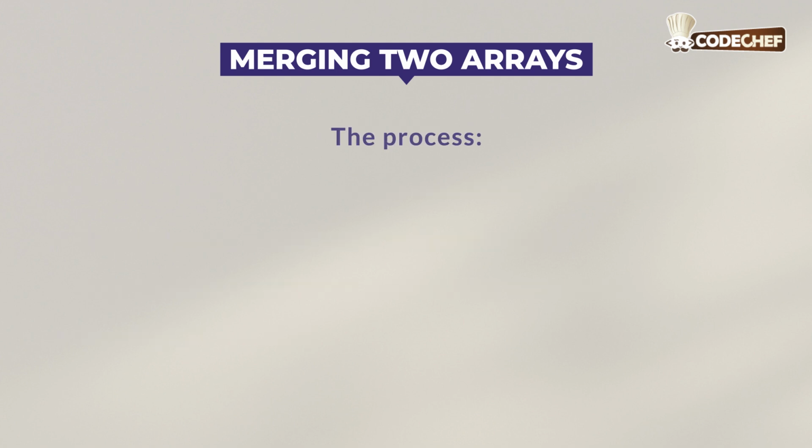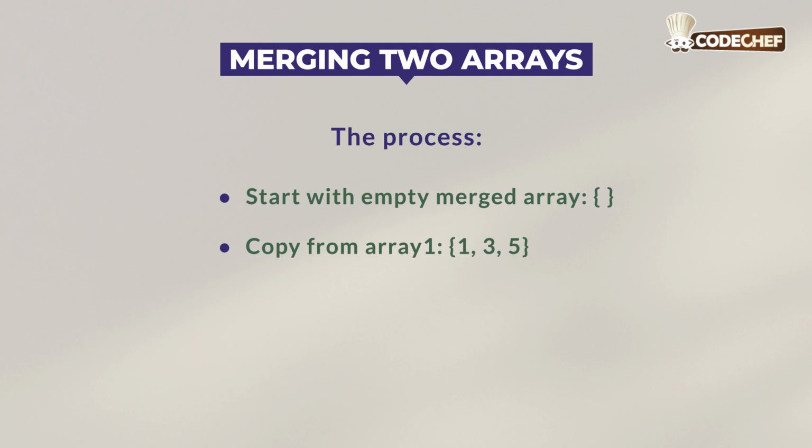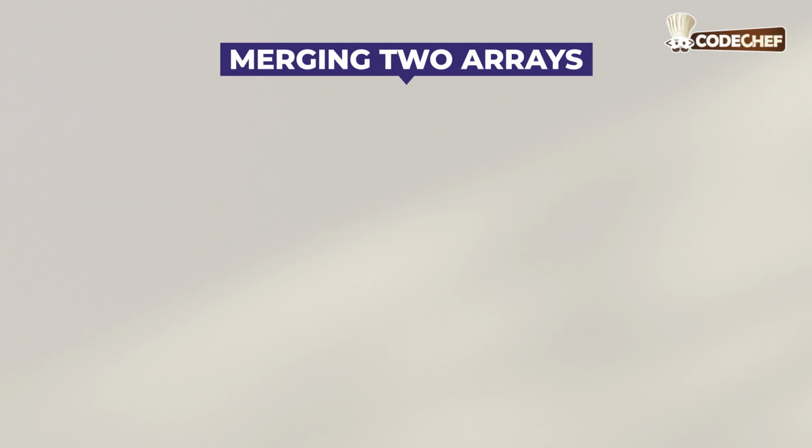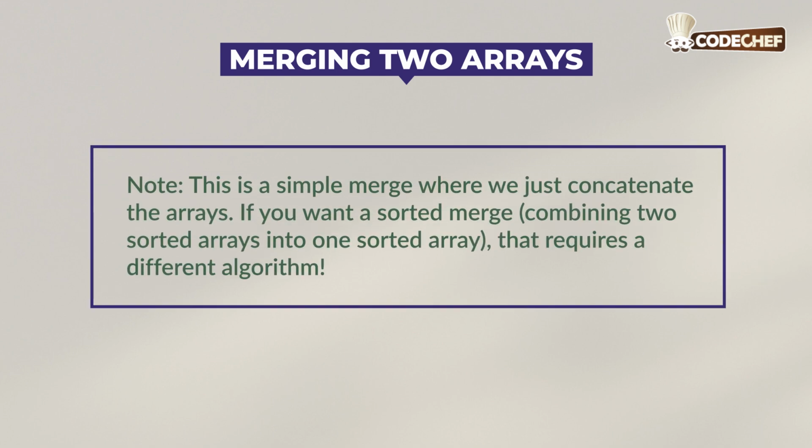The process was we started with the empty merged array and then we copied from the array 1 which is 1, 3, 5 and then the rest of the elements from the array 2. This operation is big O of n plus m where n and m are the sizes of the two arrays because we have to copy every element once. Note that this is a simple merge where we just concatenate the arrays. If you want a sorted merge, combining two sorted arrays into one sorted array, that requires a different algorithm.